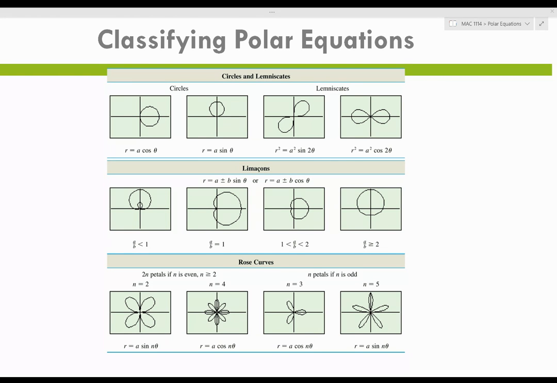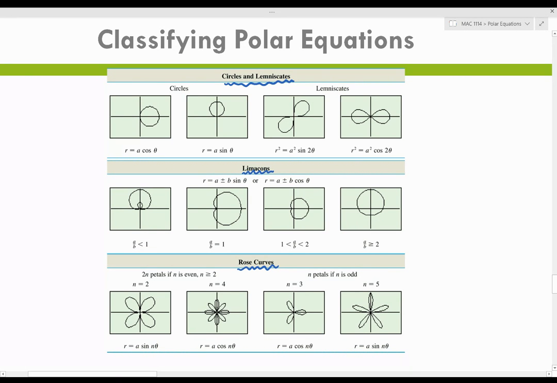you've been given. Okay. So you have three major families. You have circles and lemniscates. Okay. You have limacons and you have rose curves. Okay. Now the shapes that you've been given, their equations will look like these forms that sit underneath these pictures for you in this chart.